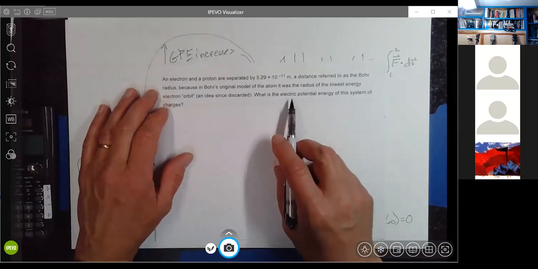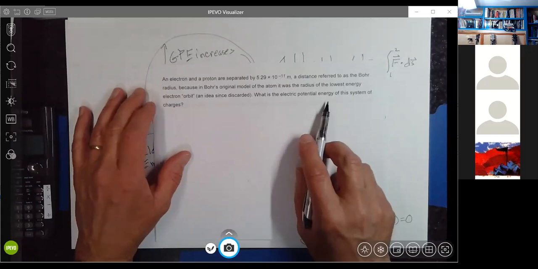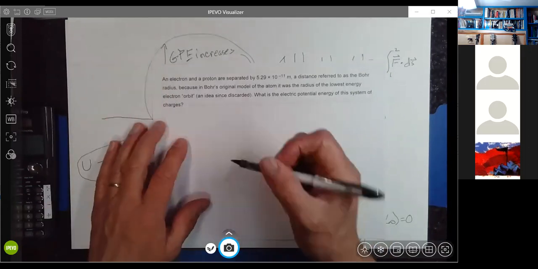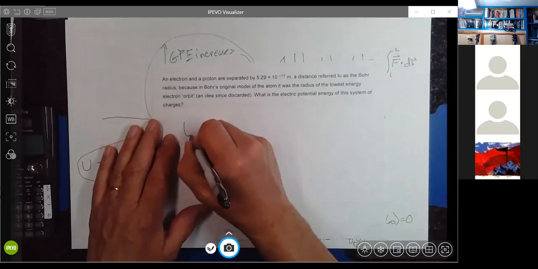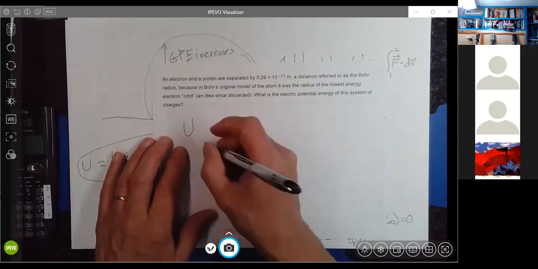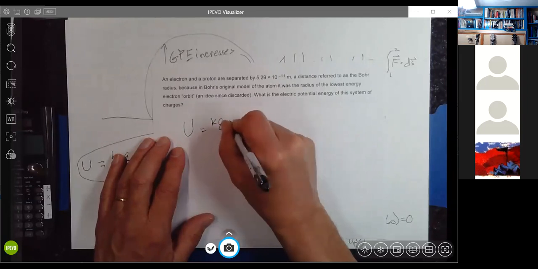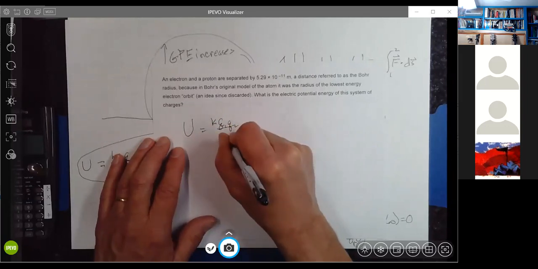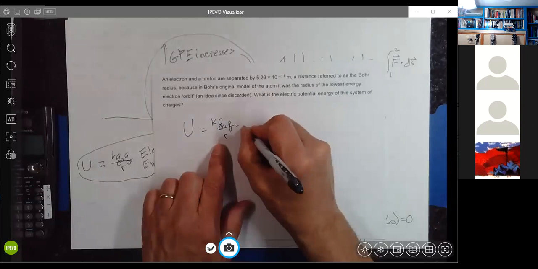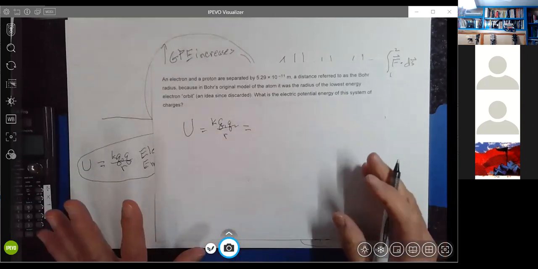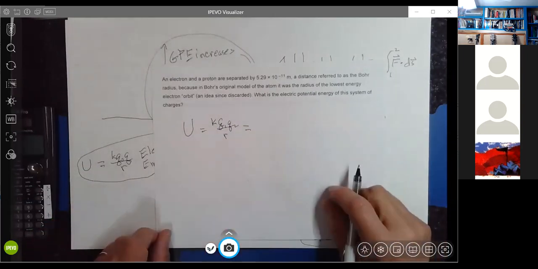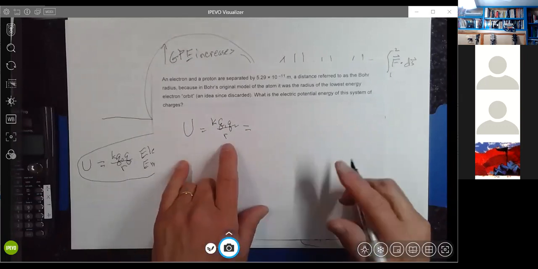And what's the electric potential of this system of charges? Well, it's just going to be U, the electric potential energy, and that would be kQ1Q2 over r. So we'll do this and we'll get an answer in joules first, and then we'll calculate it and see what it is in electron volts.